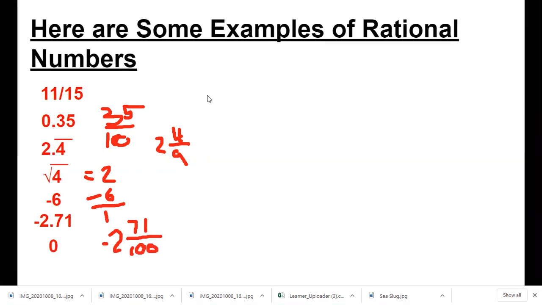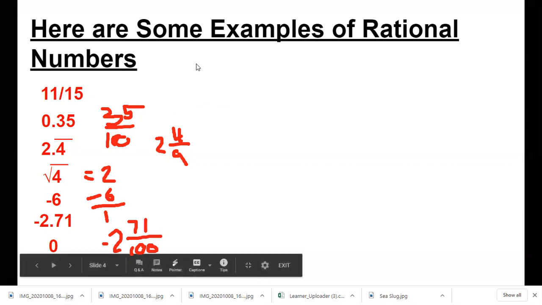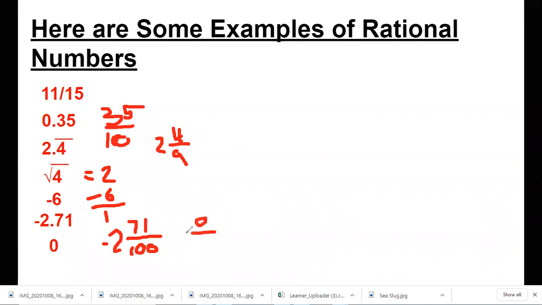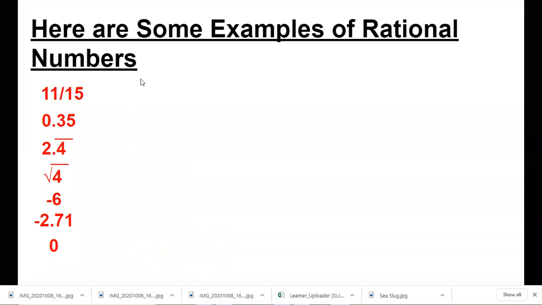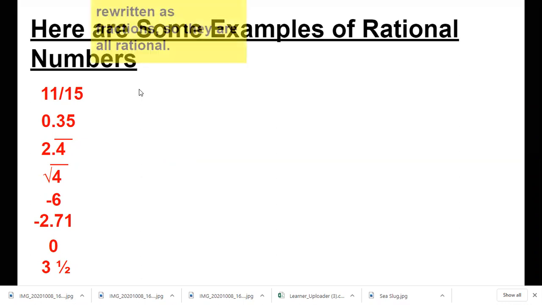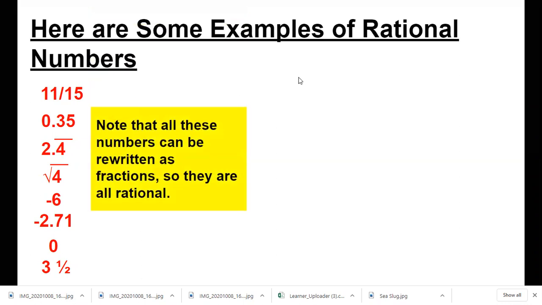0 is also a rational number because you can write 0 over some number, right? 0 over any number will give you the answer of 0. So that is also a fraction. Let me clear my drawings there. One more, 3.5. Well, that's already a fraction, isn't it? Of course, so that is a rational number. Note that all these numbers can be rewritten as fractions, so they are all rational numbers.